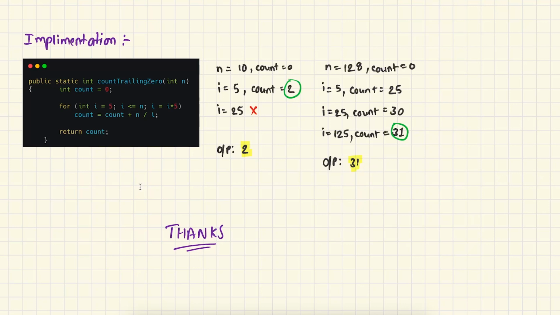Great. So I hope now you have a clear understanding about how to find trailing zeros in factorial of any number.